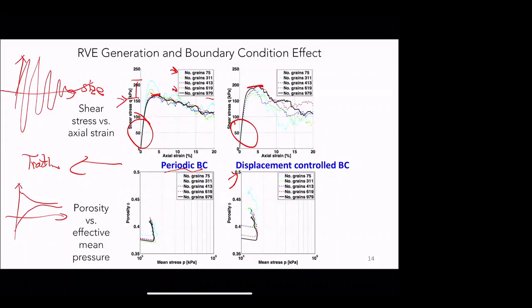Okay, but that being said, if you want to generate a reliable constitutive law from the RVE simulations, the size of the RVE needs to be carefully determined to make sure that it makes sense to assume this as a continuum and that we suppress the scale of fluctuation enough so that the results are stable and reliable. Okay.